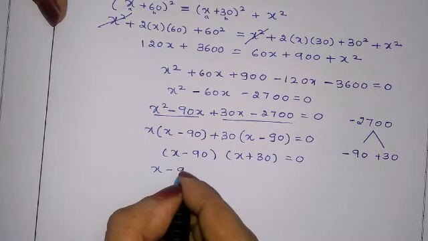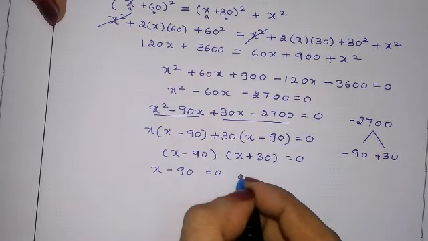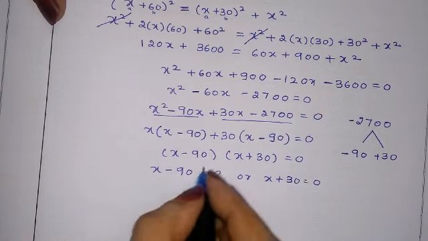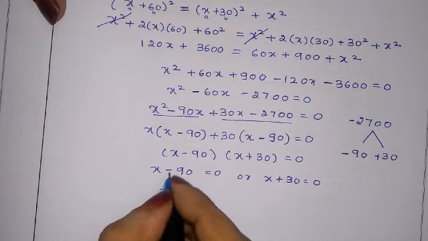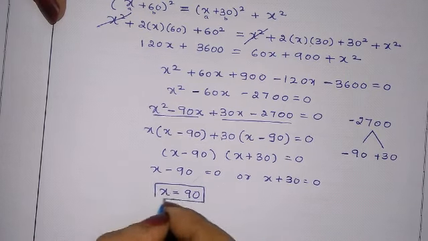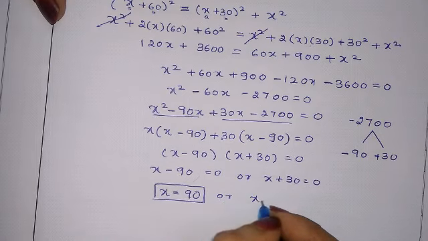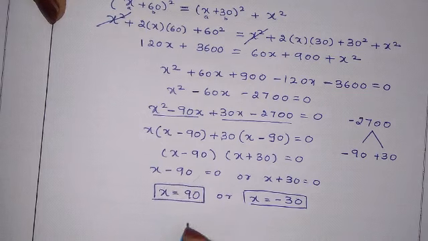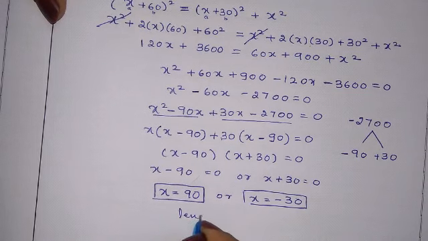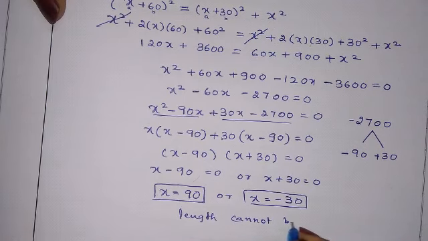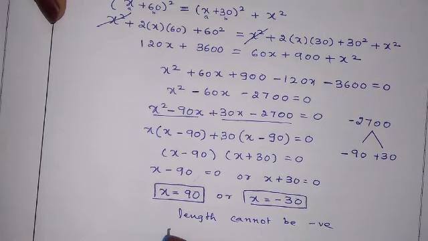x minus 90 is equal to 0 or x plus 30 is equal to 0. Minus 90 becomes plus when taken across, so x is equal to 90 or x is equal to minus 30. We know that length cannot be negative. Length or breadth cannot be negative. Therefore, x is equal to 90.